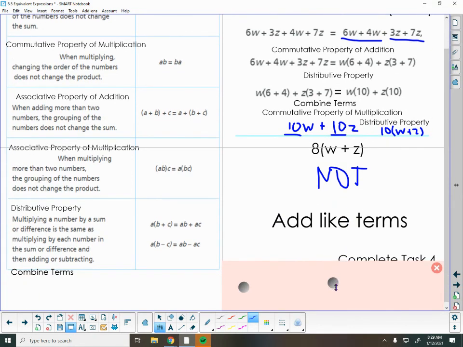Oh, should have pulled my thing down there farther. So adding on like terms there. So not the same here. So this one was 10 W's. This one was 8 W's. These are not going to be the same. So go ahead and complete task 4.